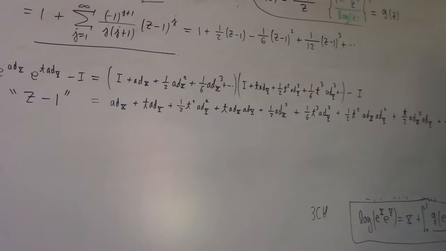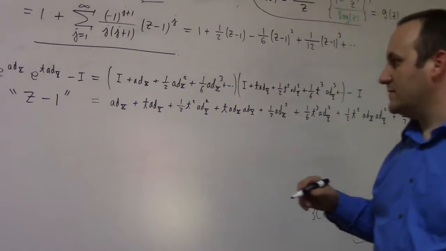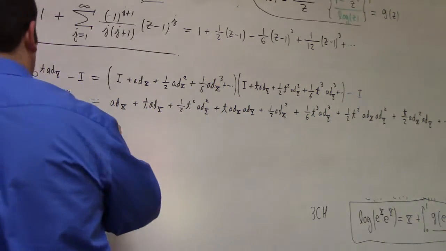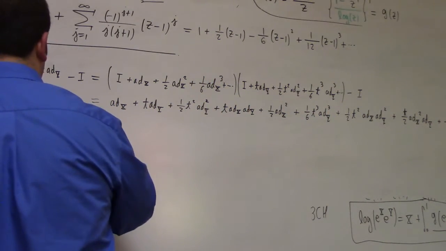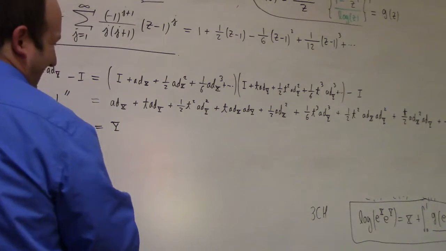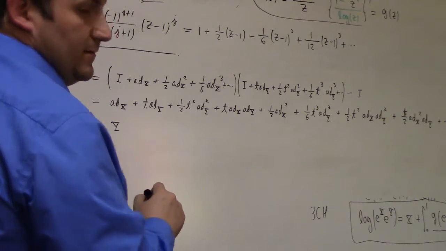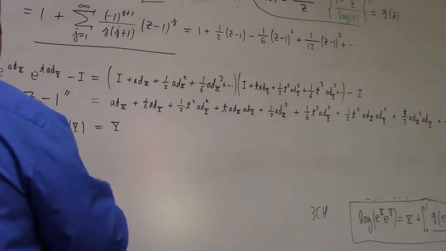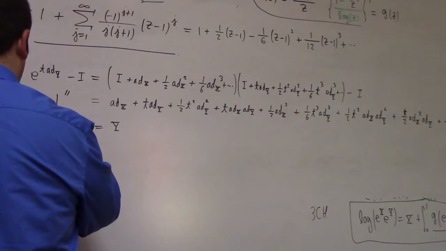Let's see here. Okay, so then what? Now we find g of e to the ad x, e to the ad y. So now we just have to look at the different powers. Yeah, that's probably wise. So I'll start with the easy part: one. Ad x on y gives us y. Okay. Got that. Zeroth order first.